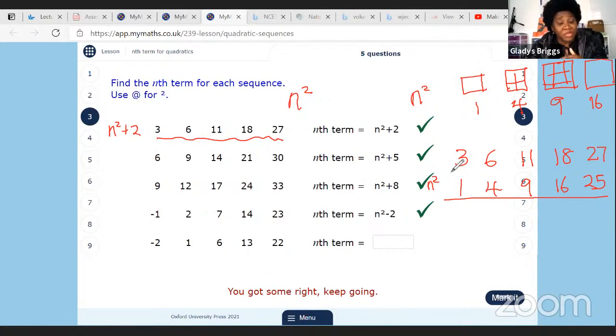So once we've written the sequence that we are given, we look at the quadratic sequence, and then we subtract to find what is remaining to make that end term. So the first one will be 3 minus 1 is 2, 6 minus 4 is 2, 11 minus 9 is 2. So we know that it is n squared plus 2, this sequence here plus 2. If you practice it a little bit more, you will understand it.